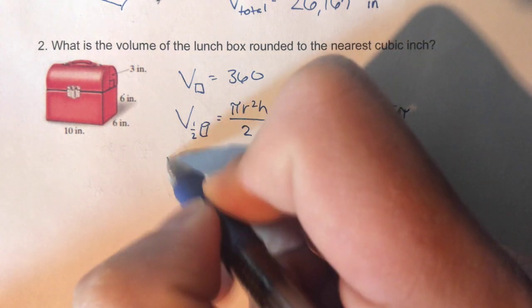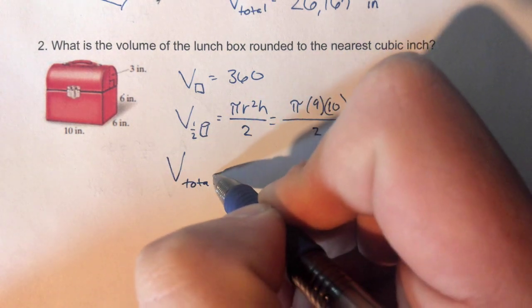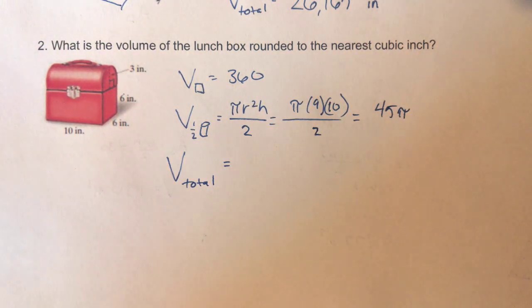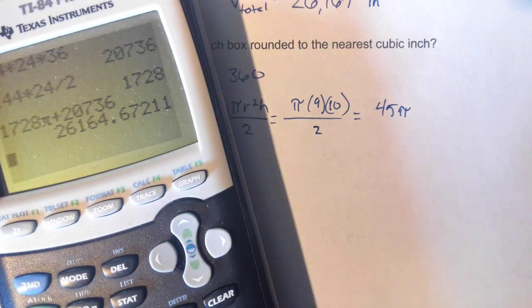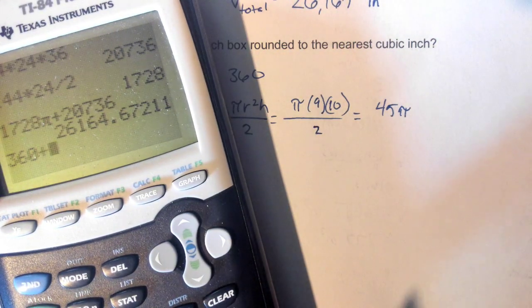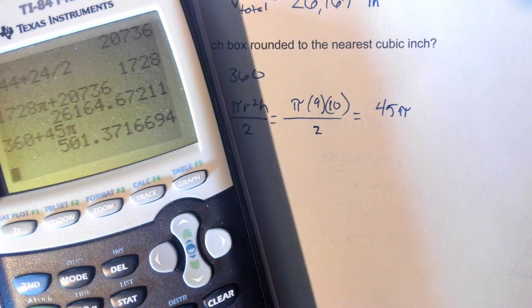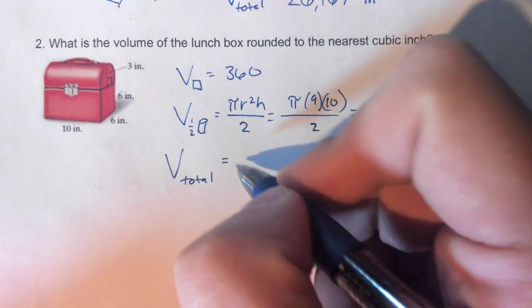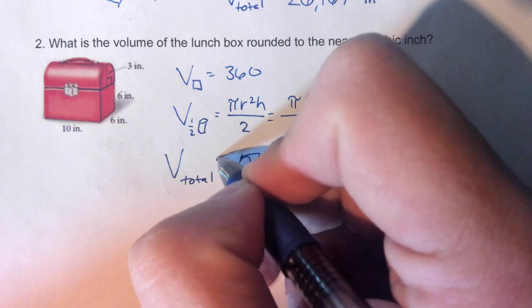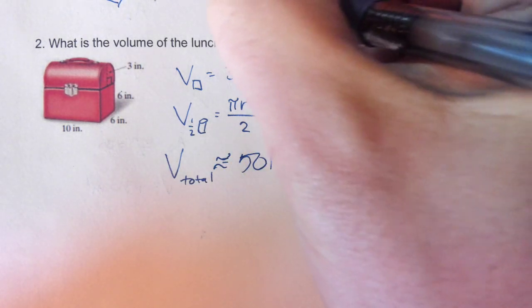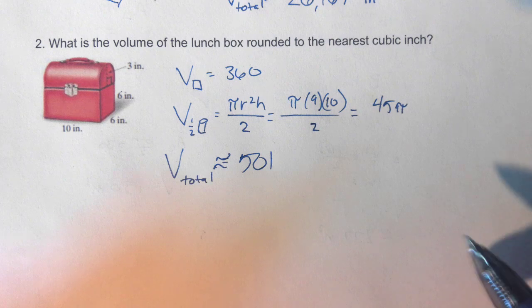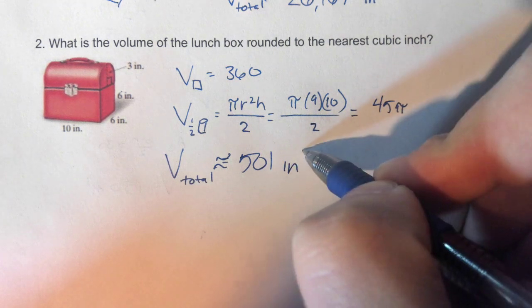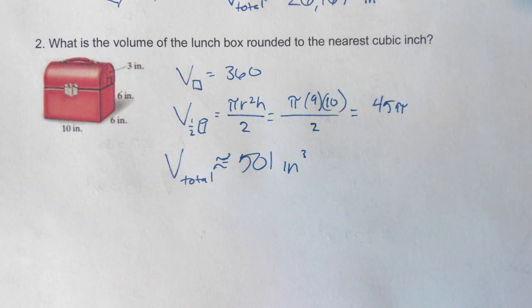So the volume of the total figure would be the addition of those two things. So 360 plus 45 pi. Rounded to the nearest cubic inch. Doesn't round up, stays at about 501. I guess I should be using the approximately symbols for both of those. And don't forget that label, cubic inches. What a nice lunchbox that is.